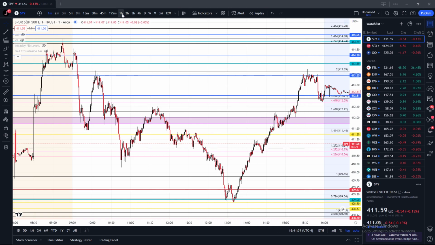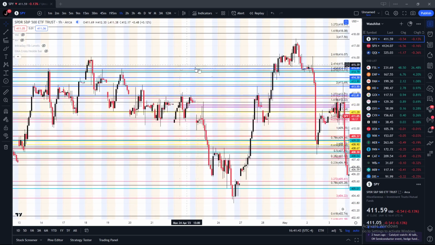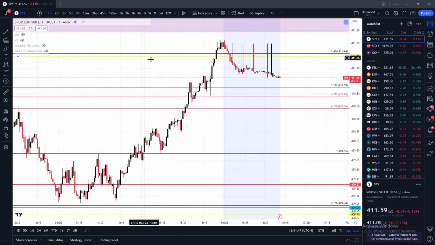Is 1 hour on SPY a rejection for now? No, it's neutral. Overnight, yes, but for now it's neutral.